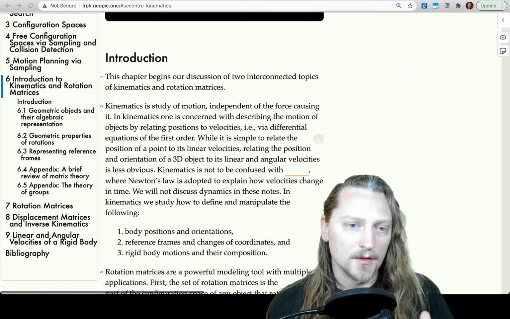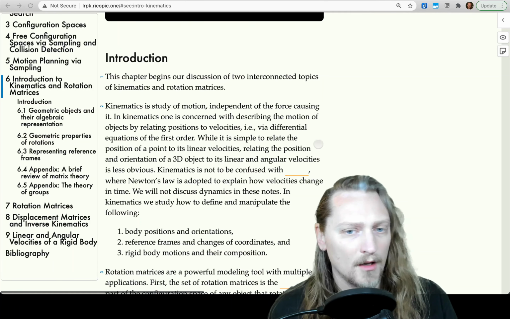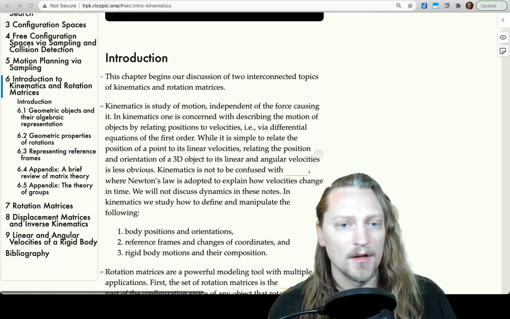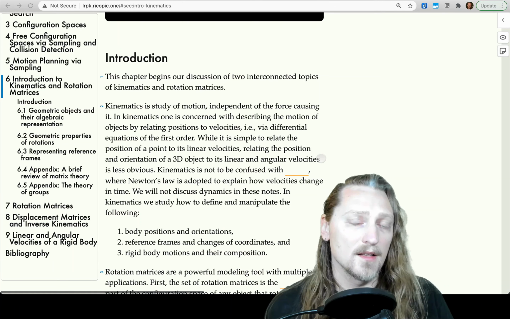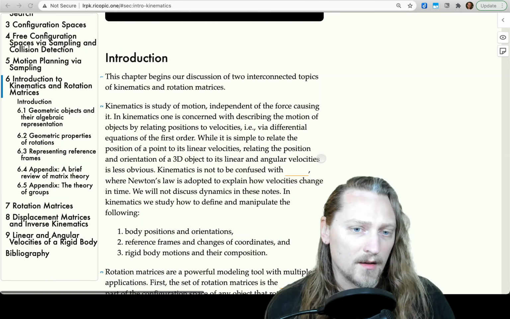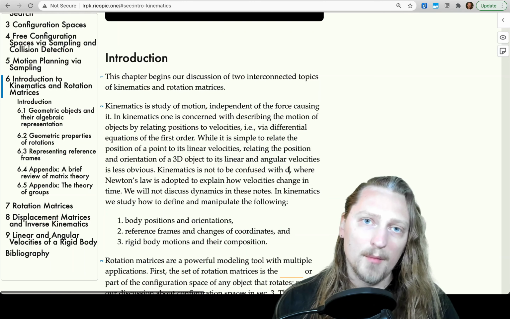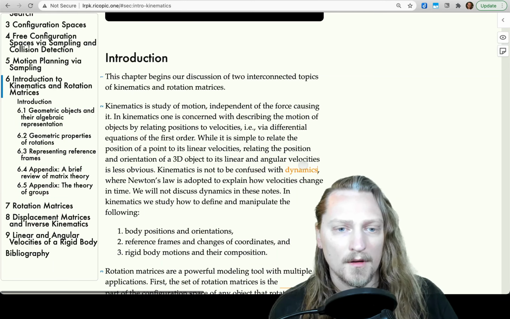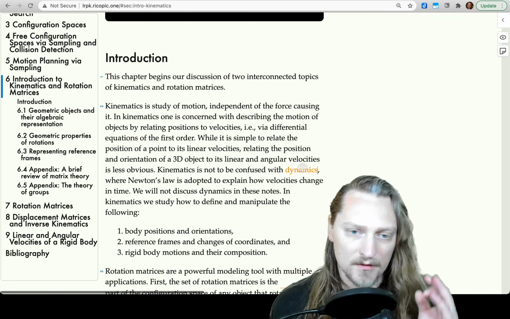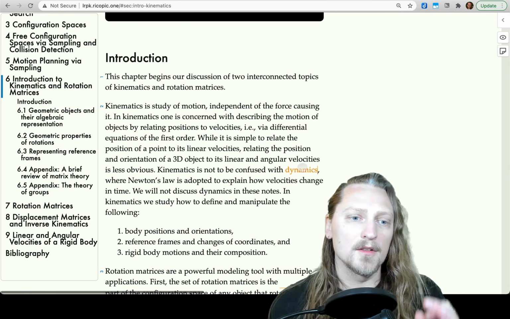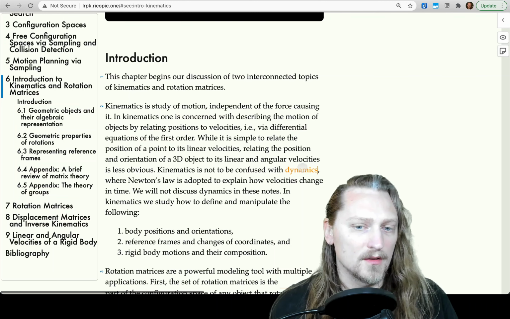While it is simple to relate the position of a point to its linear velocities, relating the position and orientation of a 3D object to its linear and angular velocities is less obvious. Kinematics is not to be confused with dynamics, where Newton's laws are adopted, that is, to explain how velocities change in time. We will not discuss dynamics in these notes.